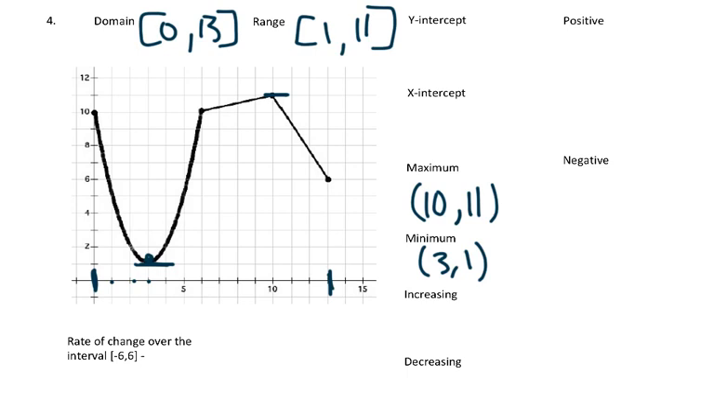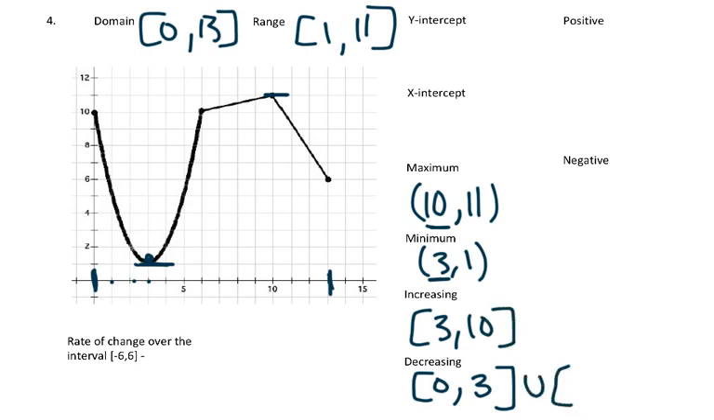Okay, which, if we're talking about the increasing and decreasing, we can then use those numbers, right? So I know it's going to start out decreasing at 0 till we hit that minimum, which is at 3. And then it's going to increase from that 3 till we hit our maximum of 10. Okay, and then we decrease again from that 10 till we get to the 13. Okay.